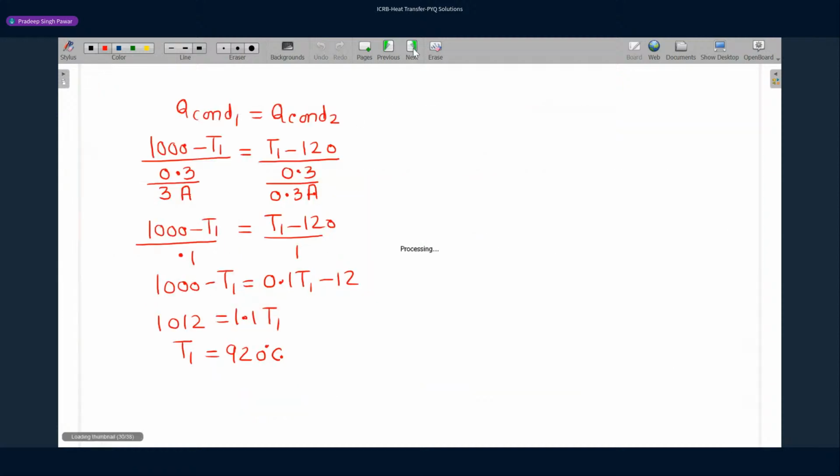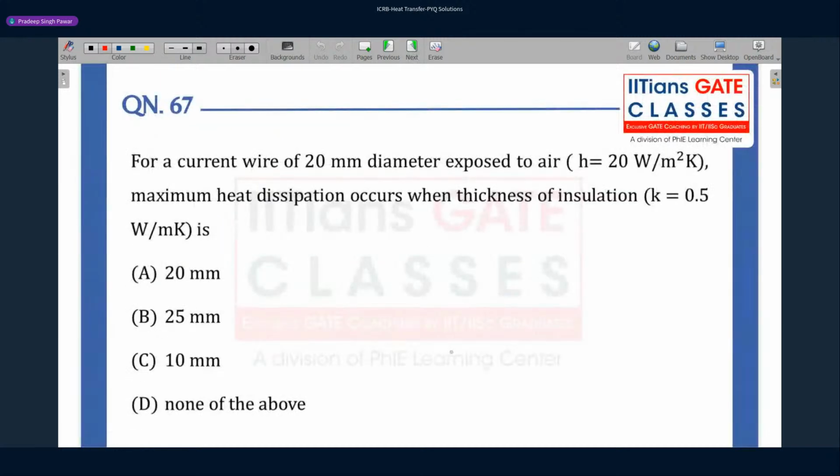Let's move to the next problem. We studied about the critical thickness of insulation, and there is a problem. For a current carrying wire of 20 mm diameter, so the diameter is 20 mm. Let's look at it. Its radius is 10 mm. This is the 10 mm radius.